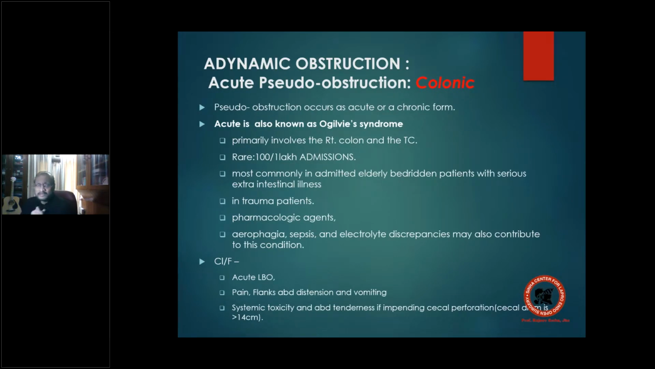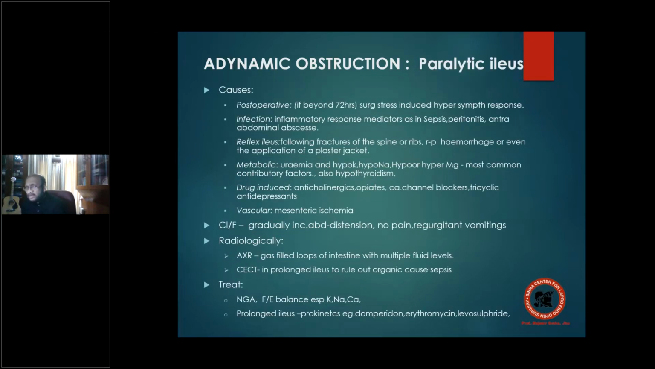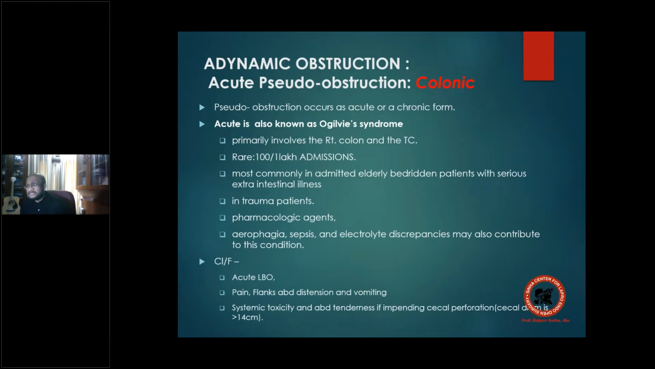Now, adynamic obstruction, acute pseudo-obstruction. So this was paralytic ileus. The condition to be confused with paralytic ileus is acute pseudo-obstruction of the colonic type. Remember, we said that these are the two conditions always mixed up. This is also known as Ogilvie's syndrome. The differential diagnosis of paralytic ileus is Ogilvie syndrome, not chronic pseudo-obstruction. It is acute pseudo-obstruction, which is colonic. It primarily involves the right colon and the transverse colon, as I just told you.